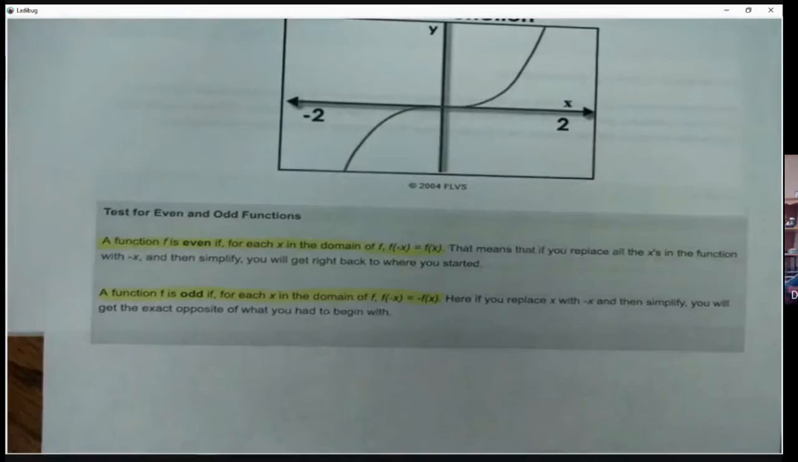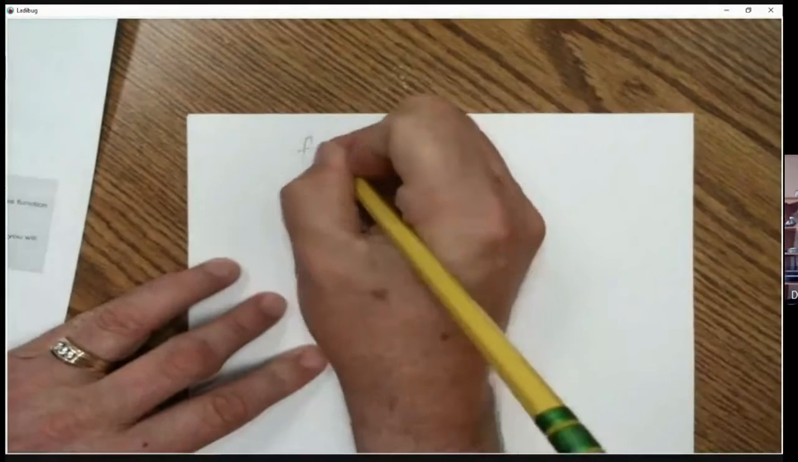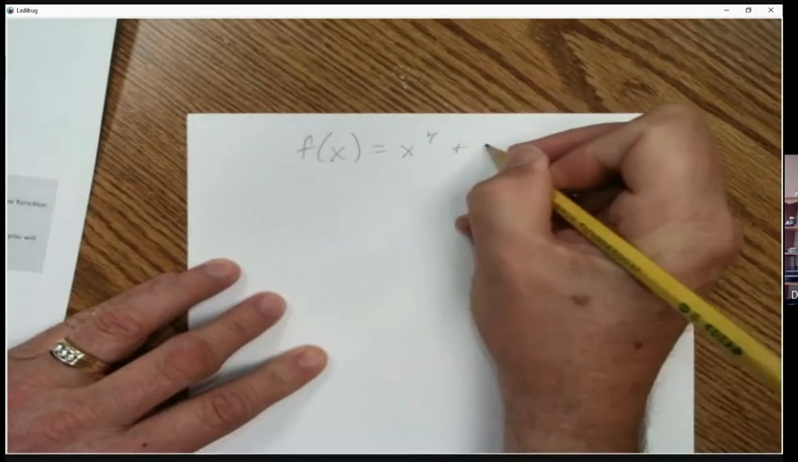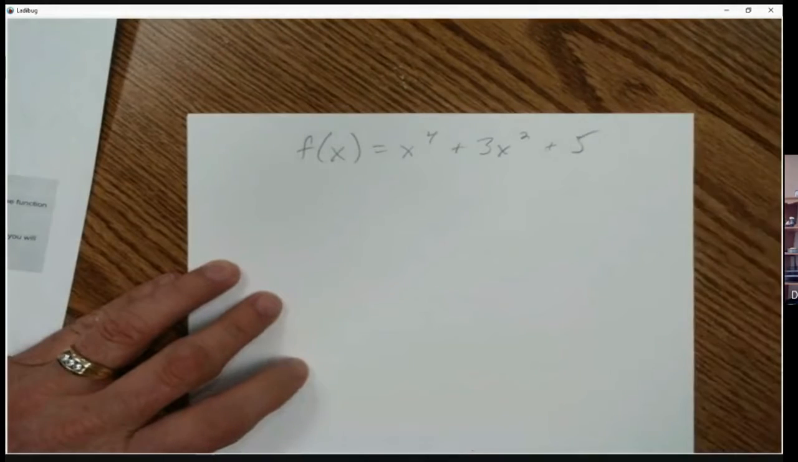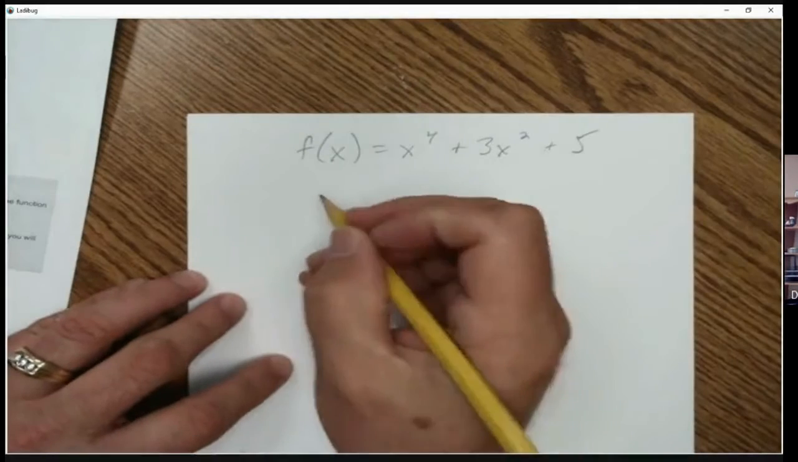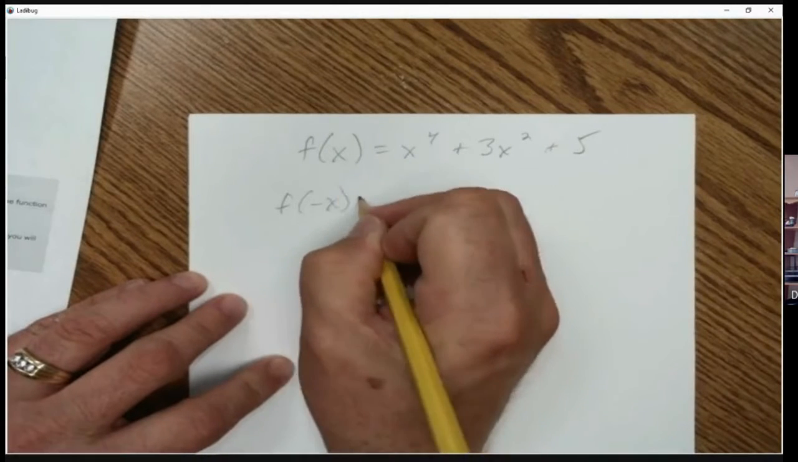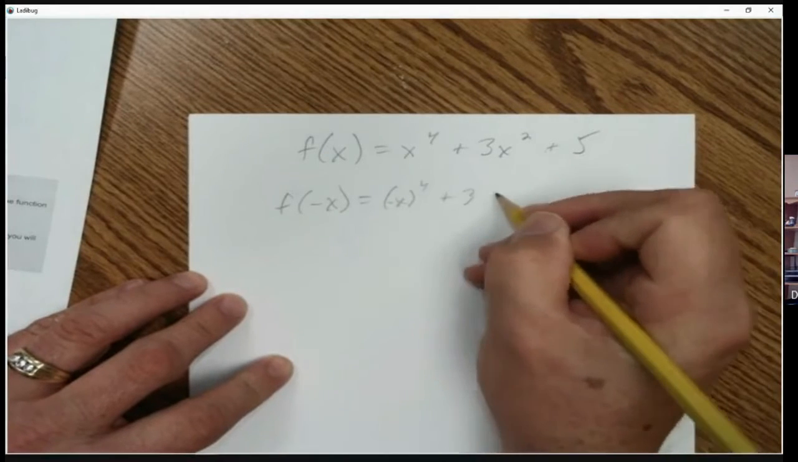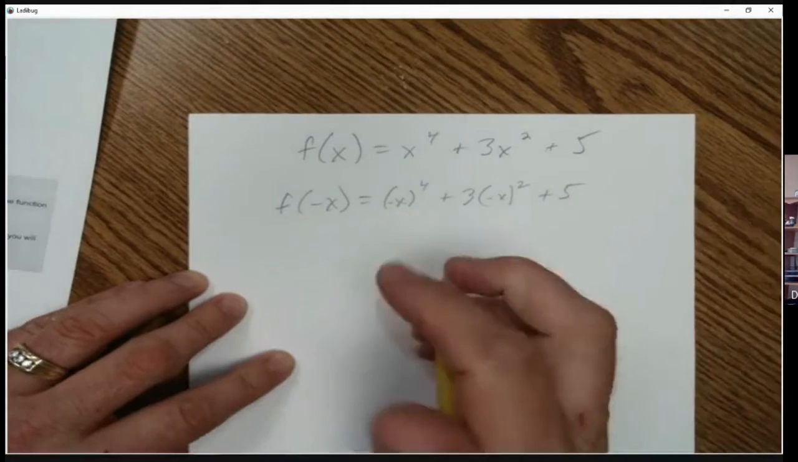at one here. I'm gonna put an equation down, and let's see what it's talking about. Let's do f of x equal x to the 4th plus 3x squared plus 5. And we're going to test f of negative x. So that equals negative x to the 4th plus 3 times negative x squared plus 5. So now let's simplify this.